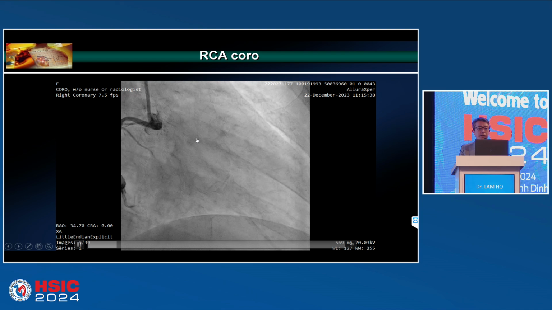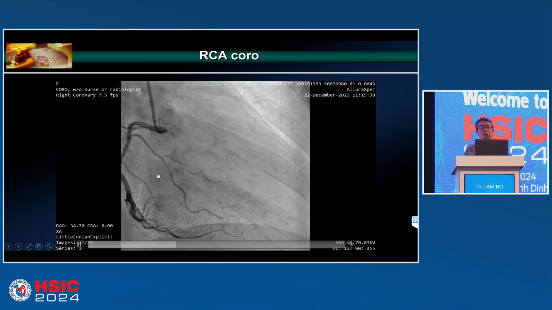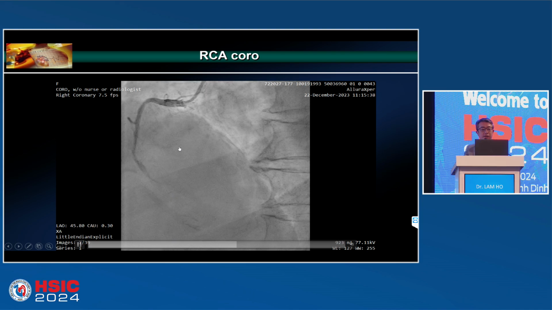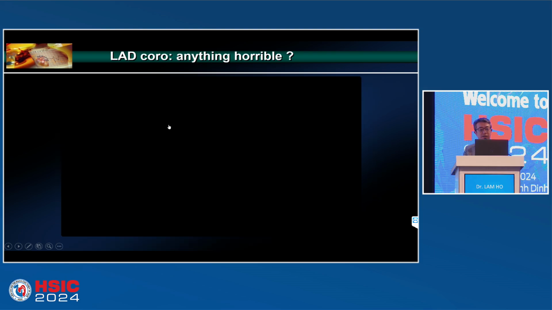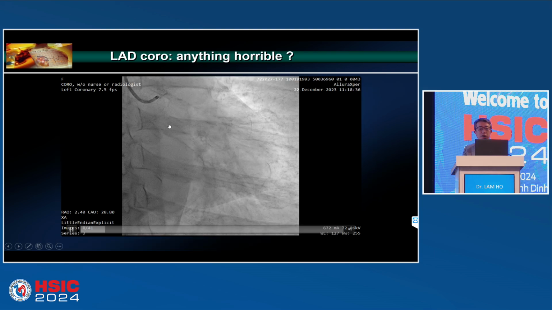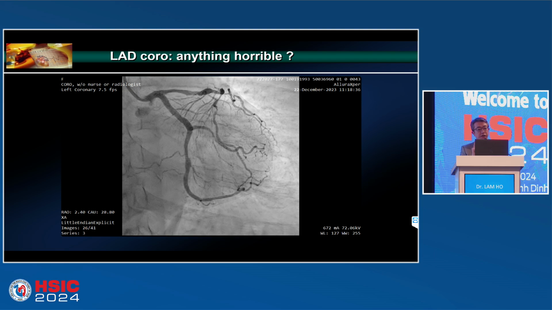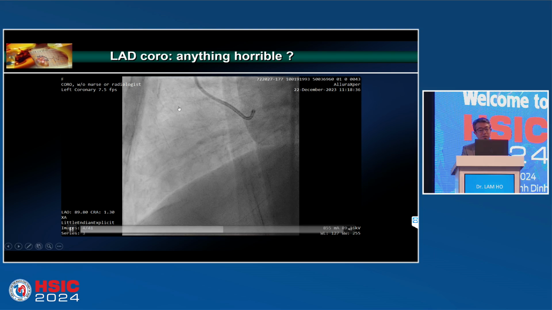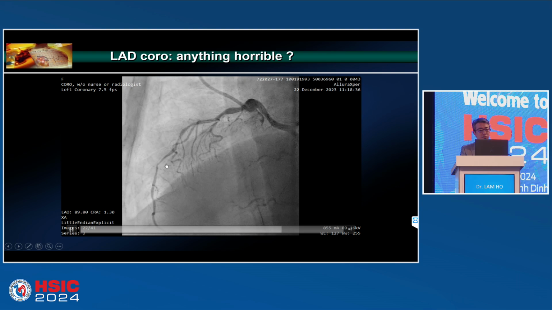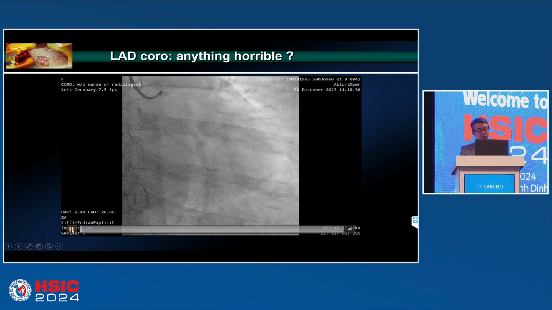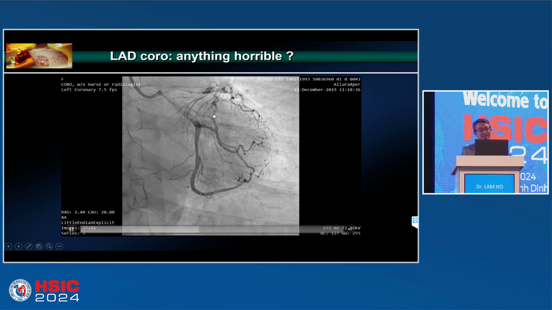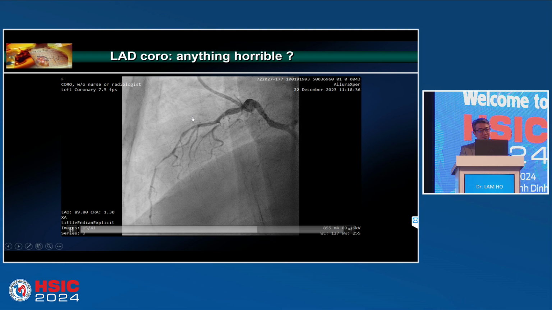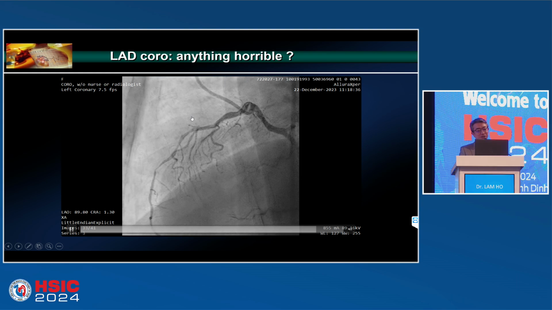This was the RCA. Nothing special. There's some lesion over the mid-RCA. Nothing special, right? And then that's the left side angiogram. Do you see anything horrible? Of course, mid-LAD, very tight, ACS case. Anything horrible? I cannot see it, but there's one very horrible lesion over here.